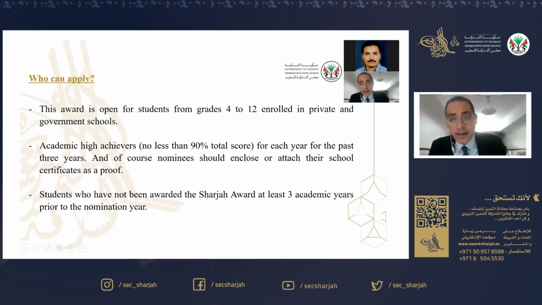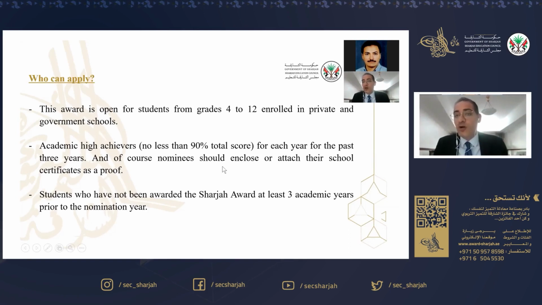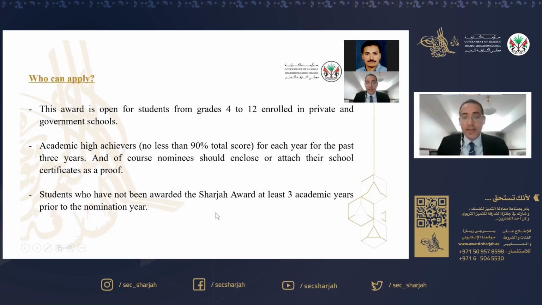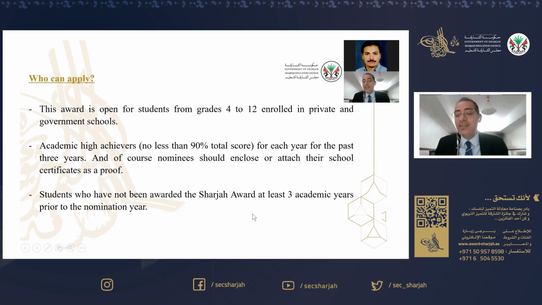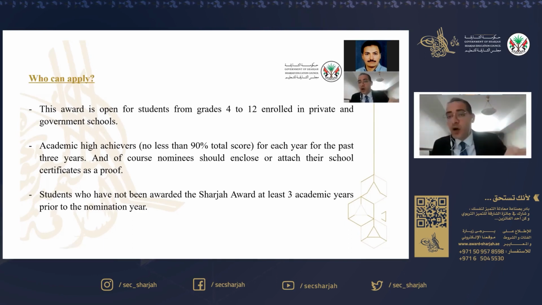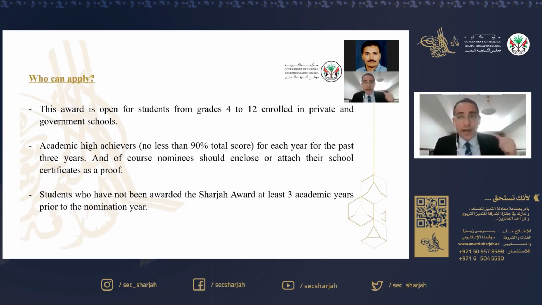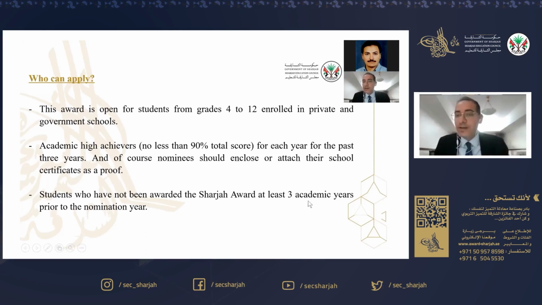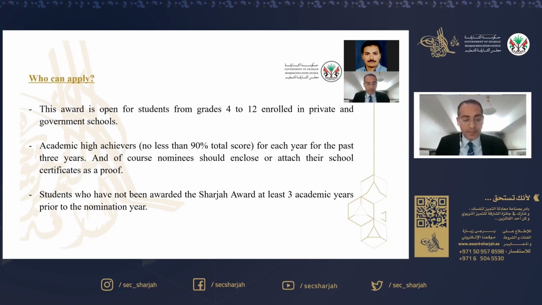but you need to be a high achiever. You need to get a score of 90 and above in the last three academic years. And you shouldn't have been awarded the Sharjah Award at least three academic years prior to the nomination year, which means you can't participate two years in a row. You can participate, but if you win last year, you can't apply one more time. You can't apply this year.